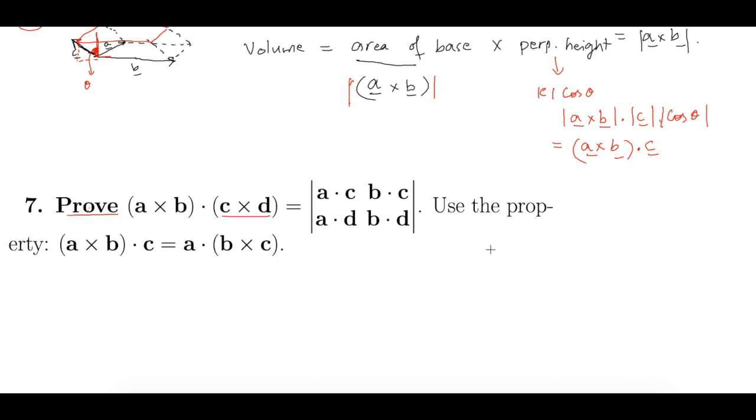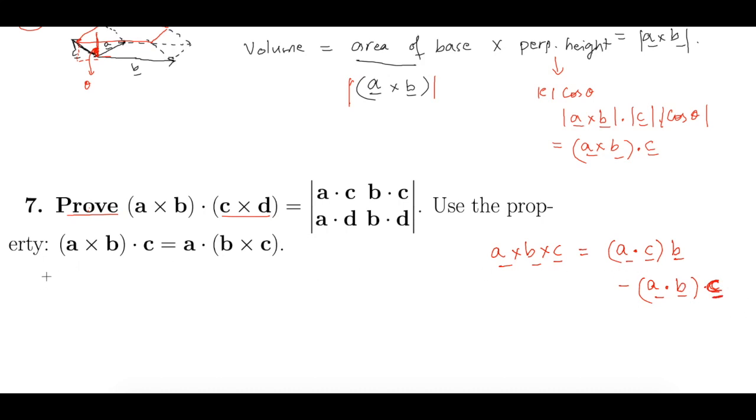The other property is that if we have A cross B cross C, this is equal to B times A dot C minus C times A dot B. These are all vectors with scalars, sorry, not dot between them. So this is what we have to use, okay? So there are two things I will use.